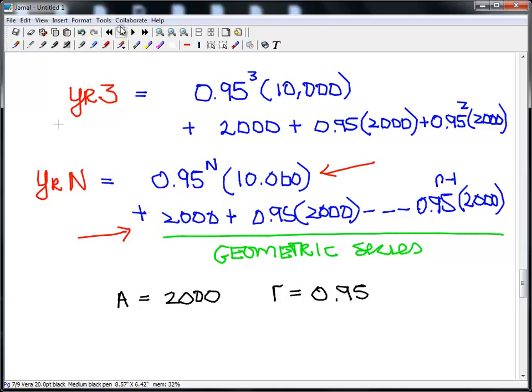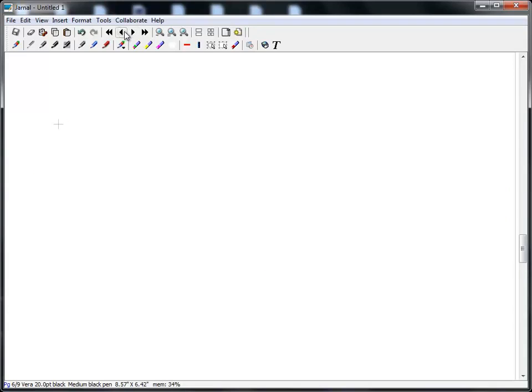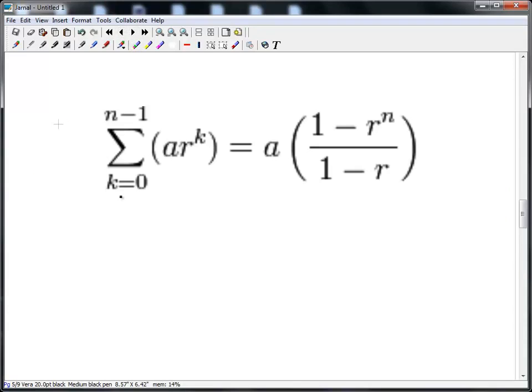So let's go back to that equation, and there we have it there. So this is how we could sort of encapsulate this into one equation. The sum from k equals 0 to n minus 1 of 2,000 by 0.95 to the power of k, just like we had in the last. That's how we might write it out mathematically.